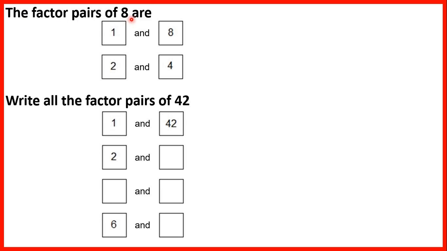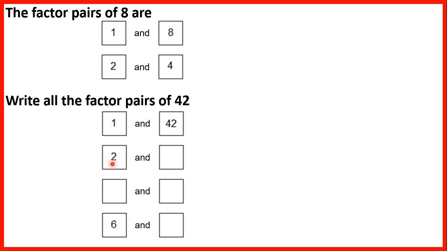The factor pairs of 8 are 1 and 8 and 2 and 4. Write all the factor pairs of 42. So remember, a factor of a number means that we can divide it without getting a remainder. And we can think of factors in pairs because 1 times 8 is 8 and 2 times 4 is 8 as well. Now for 42, they've given us 1 and 42 because 1 times 42 is 42.